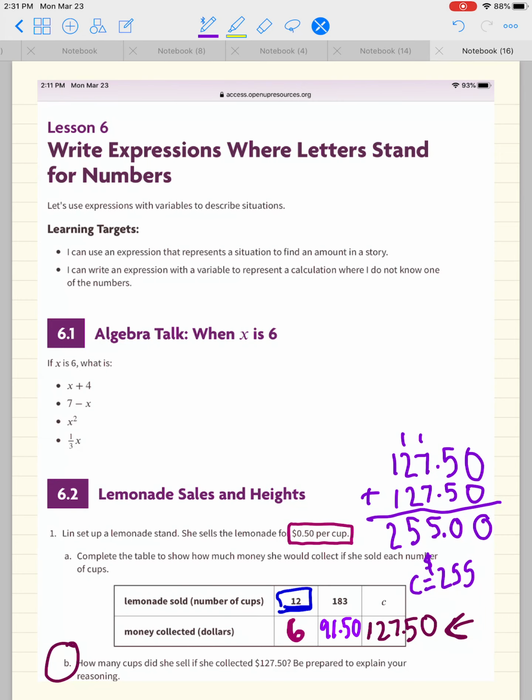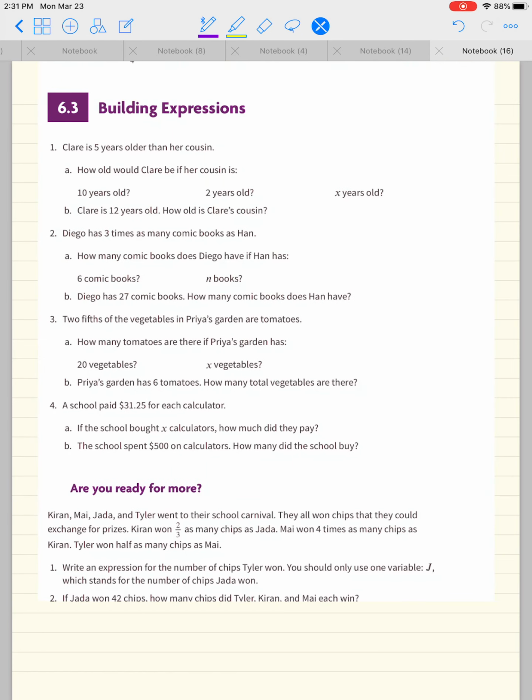All right. We're going to go ahead and move to 6.3, building expressions. Okay, number 1 says, Claire is 5 years older than her cousin. Okay, so I'm just going to make a note right here for myself. Cousin plus 5 equals Claire. Now, I wrote it like that just to make sure I'm not getting confused between cousin and Claire.